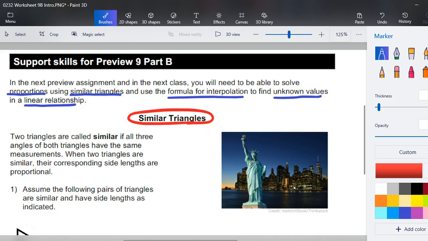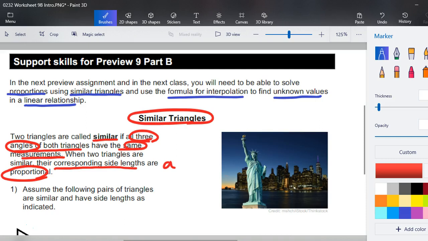Remember, you're supposed to be keeping up with a glossary or flashcards or some form of vocabulary. And so here's a very important word to put down. Two triangles are called similar if all three angles of both triangles have the same measurements. Think on that for a second. All three angles have the same measurements. When two triangles are similar, their corresponding side lengths are proportional.